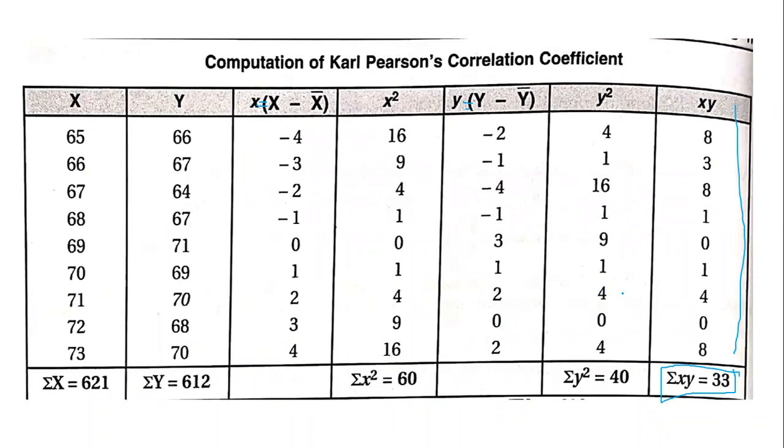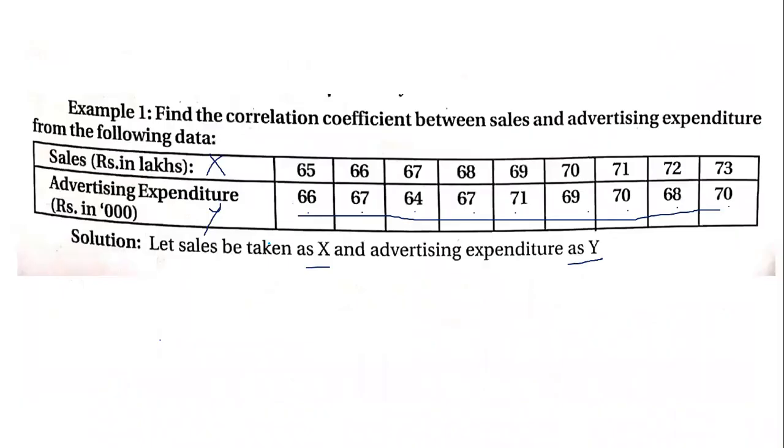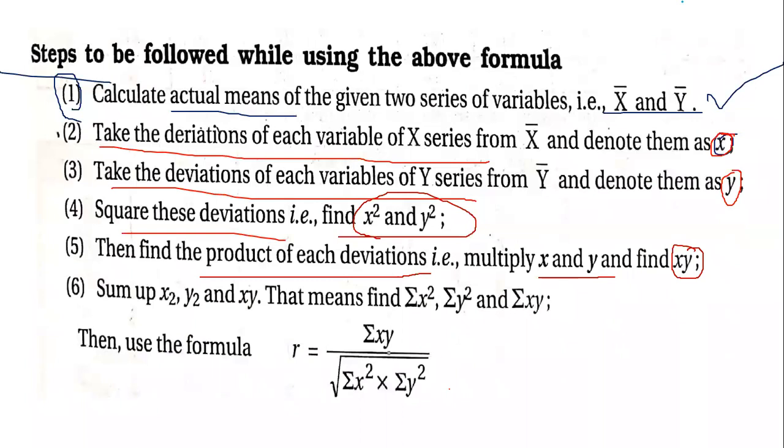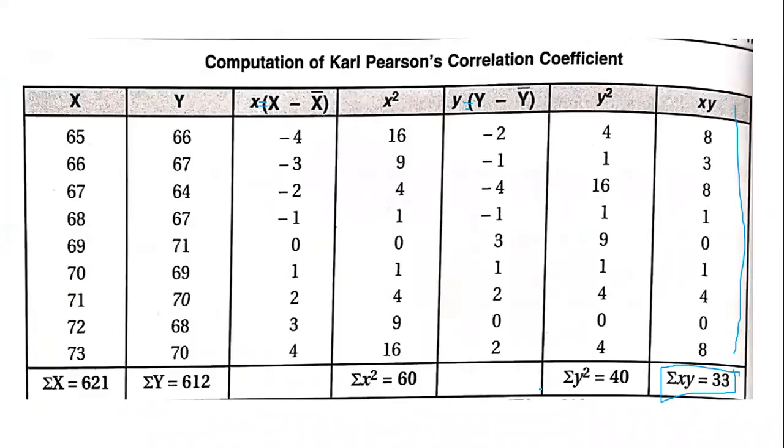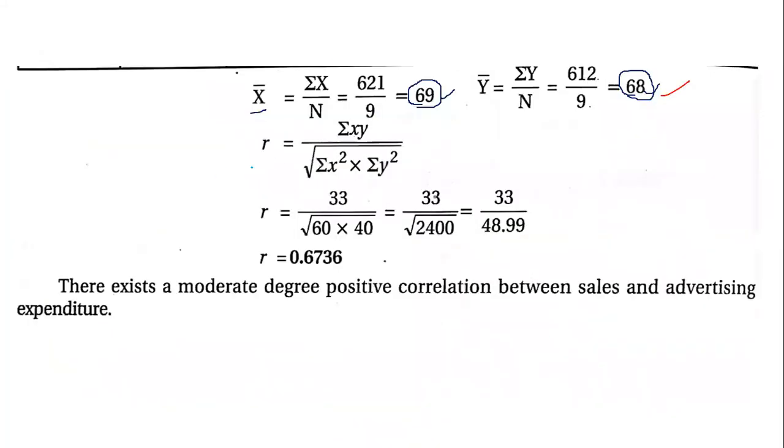Okay. Now, once we have done all of this totaling, so we finished the fifth step also. Now we already have totals of sigma x square, sigma y square and sigma xy. Now let us apply it into this formula. R is nothing but the correlation coefficient. R is equal to sigma xy divided by the square root of sigma x square into sigma y square.